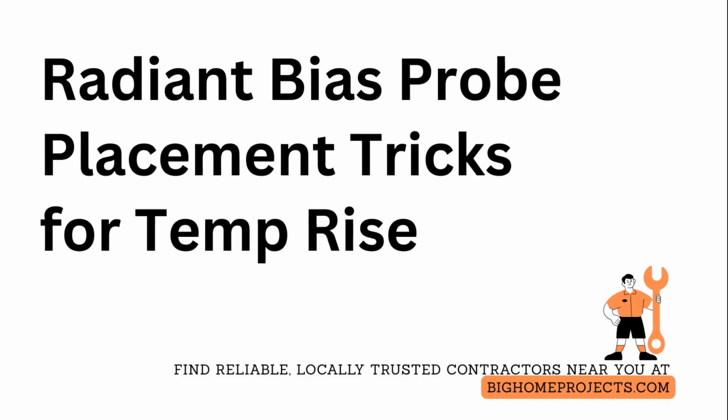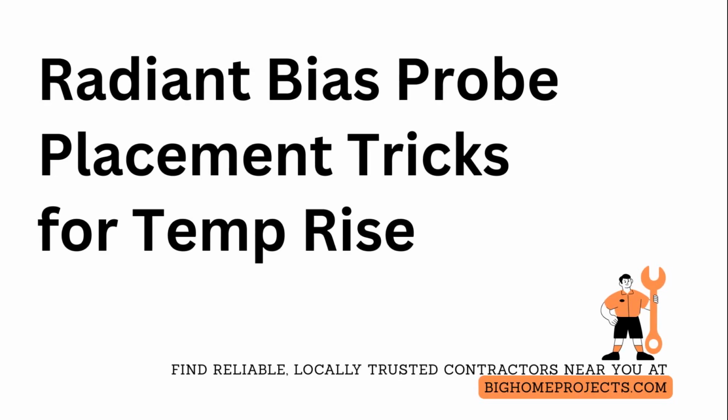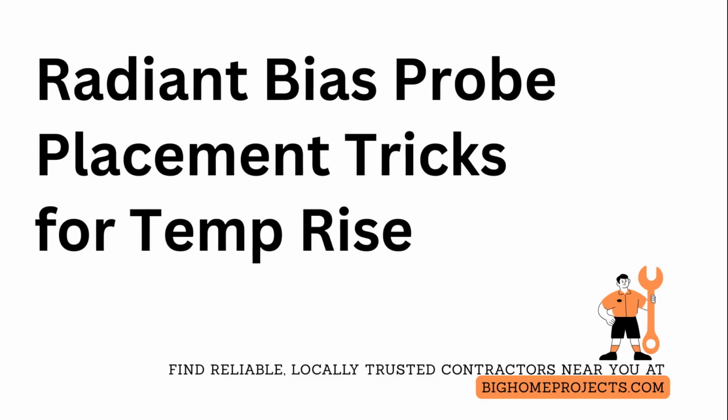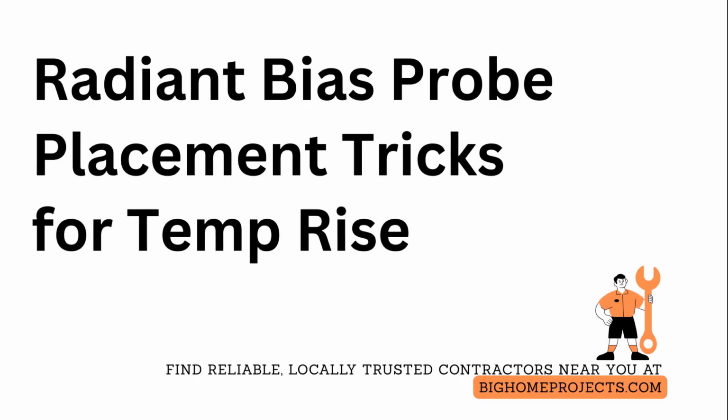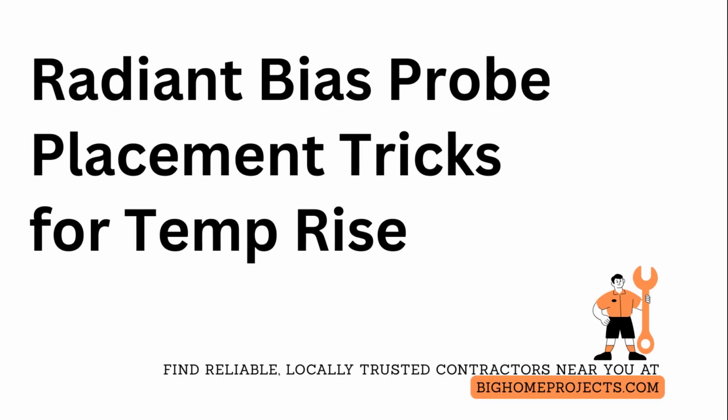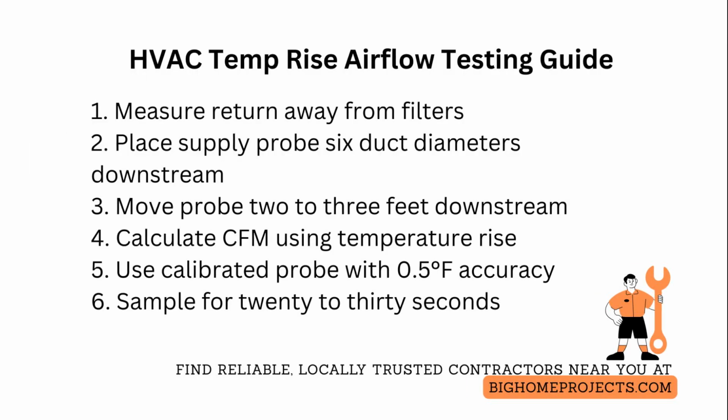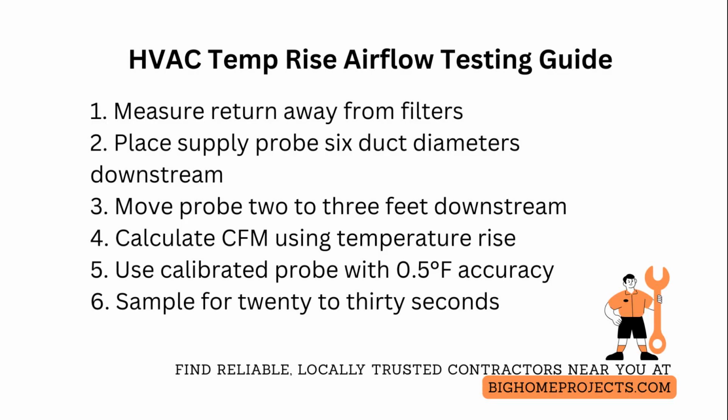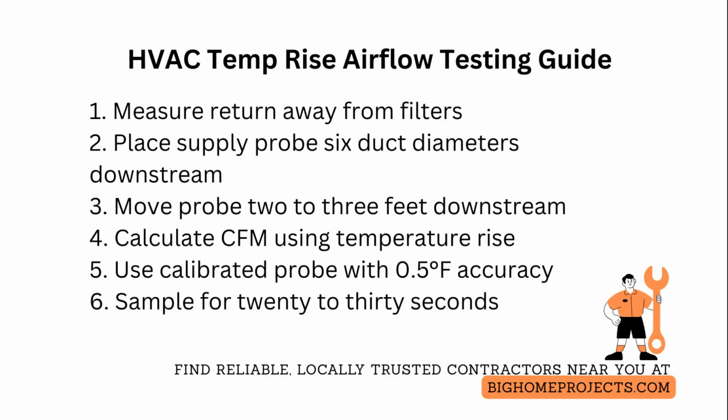HVAC temp rise formula for measuring airflow cubic feet per minute gives accurate system airflow when you place the temperature probes correctly and account for heat strip and radiant heat bias. The correct method is to measure the supply and return air temperatures at representative locations. Measure the return at least 6 inches into the return plenum away from filters, and measure the supply at least 6 duct diameters downstream of bends or transitions.